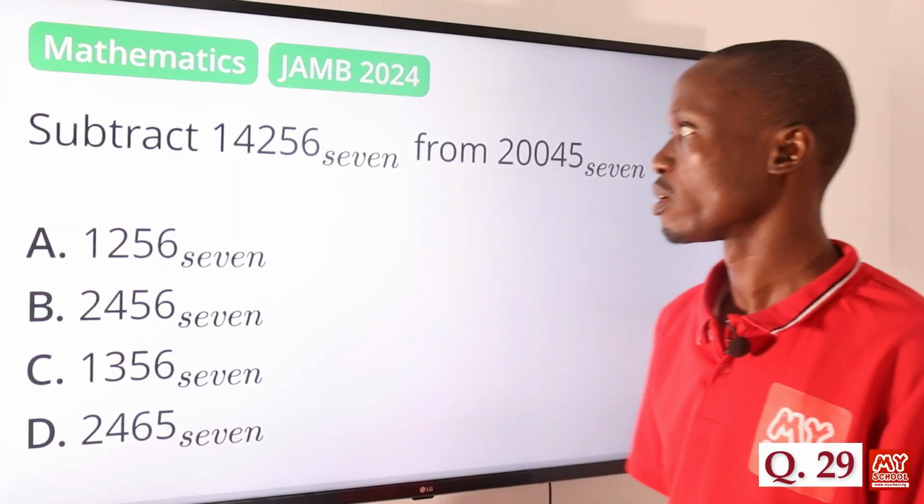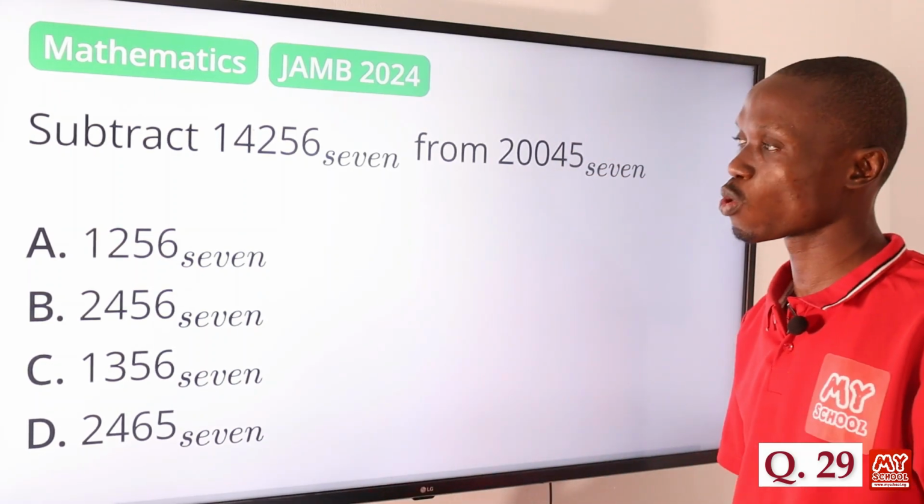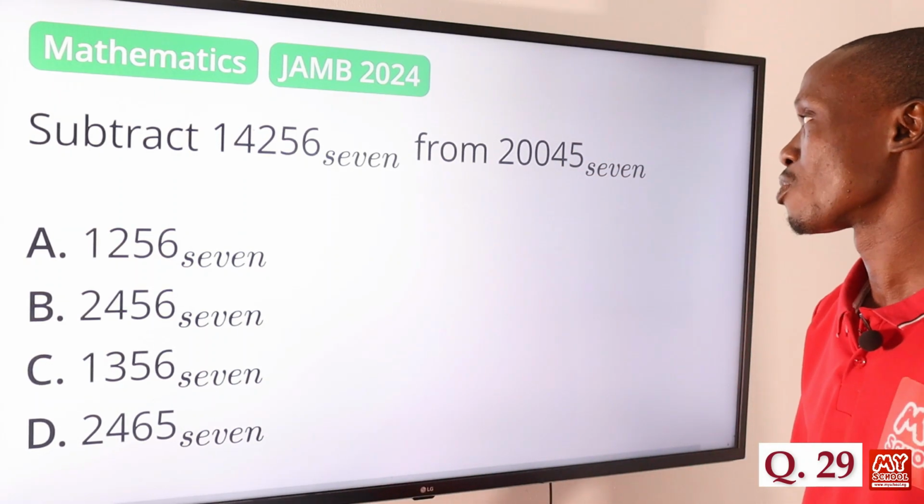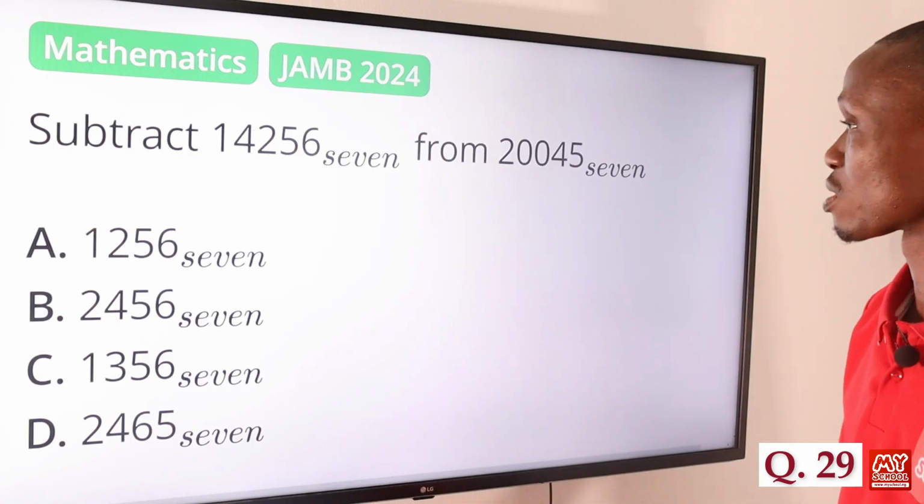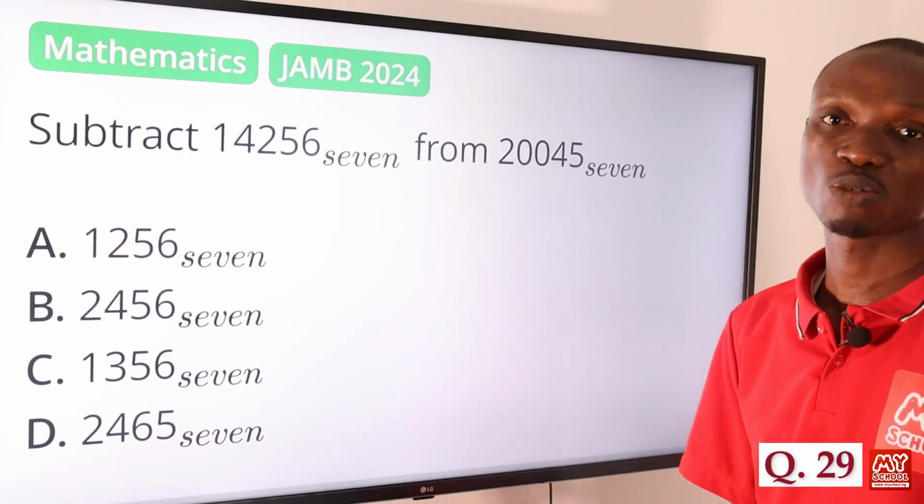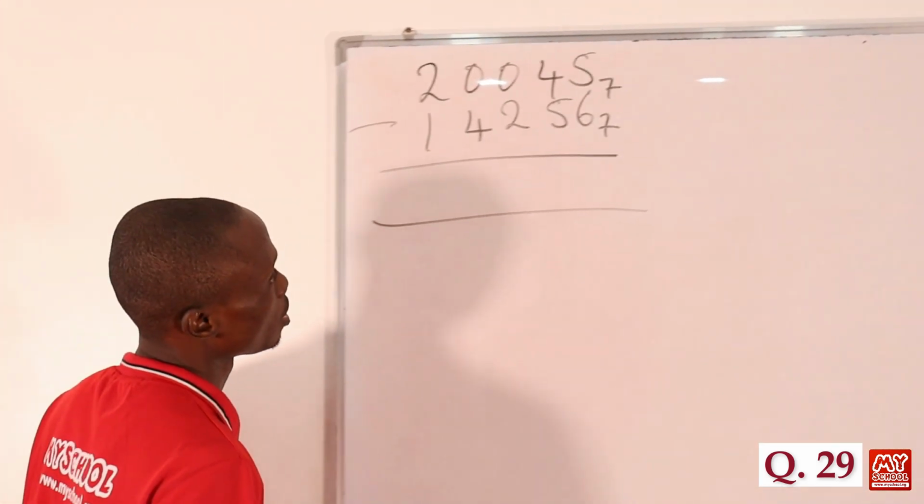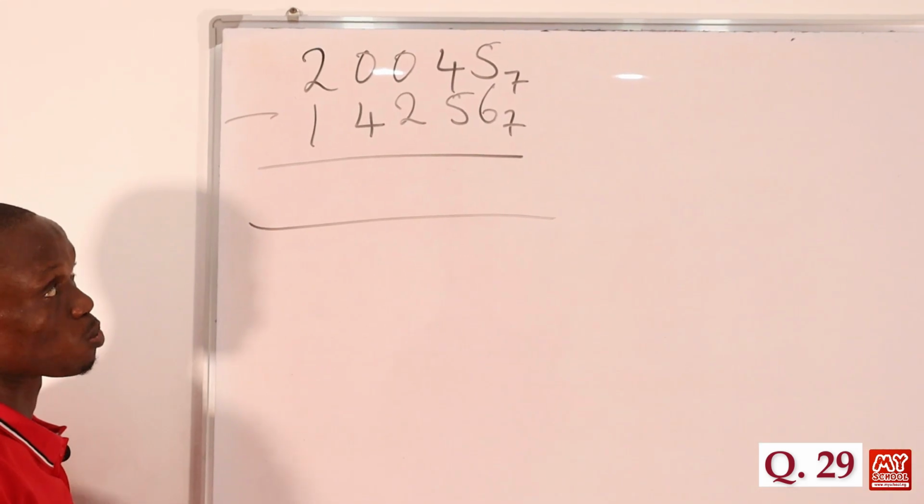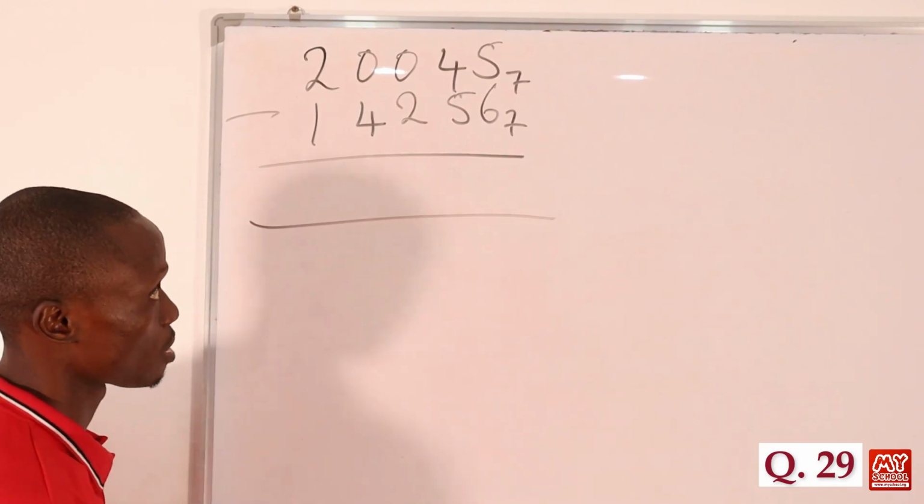Question 29. Subtract 14,256 in base 7 from 20,045 in base 7. So let's move over to the boards to provide answer to this question. So basically, what we are asked to do here is just to perform subtraction, but in base 7, right?